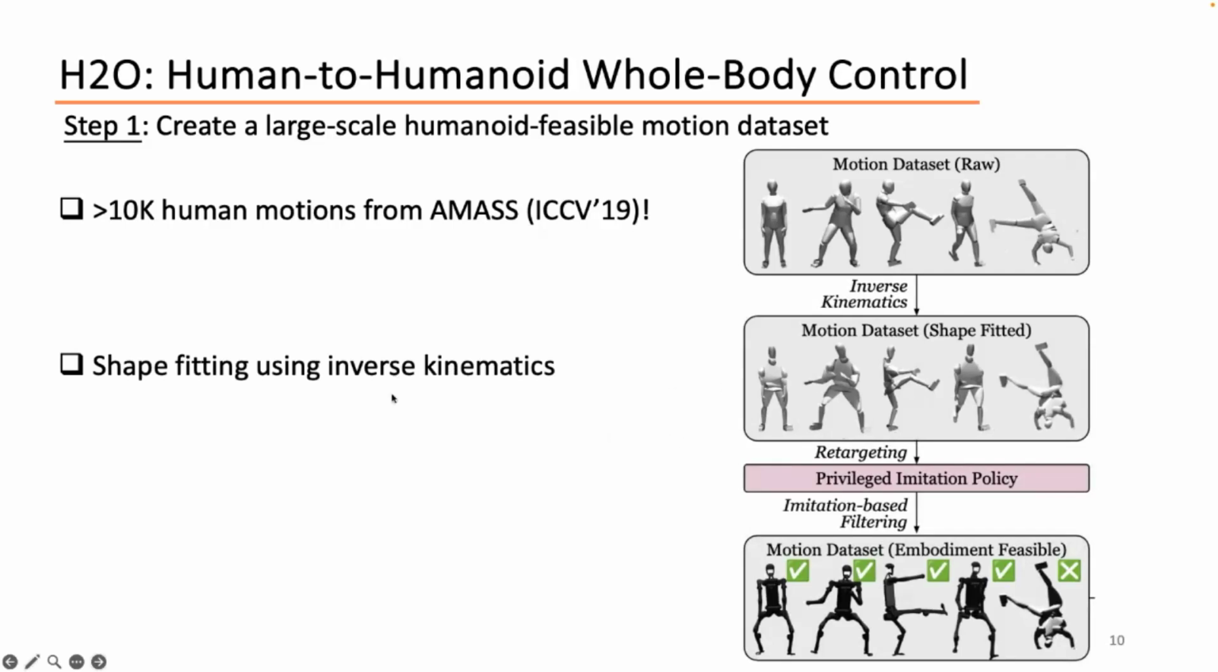What we did is shape fitting using inverse kinematics. Basically, we found the simple human model that is closest to humanoid. Then we do inverse kinematics, and we get the second row. It's why the human model in the second row is very weird, because it is the closest human model to humanoid. However, this procedure is purely kinematic, it's purely geometric. It is not aware of physics.